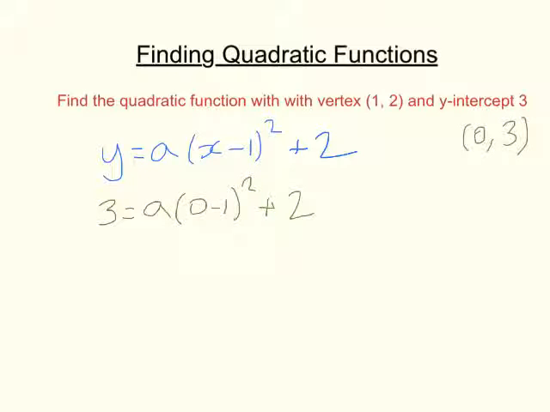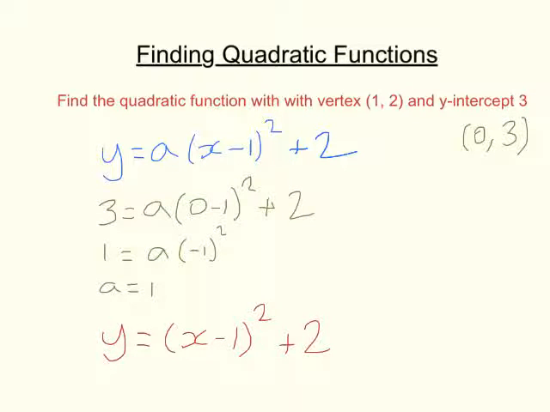Now we can solve this equation. We take away the 2, so we get 1 equals a times (minus 1) squared. But (minus 1) squared is just 1, so we have a equals 1, giving us a final answer when we put that value of a back into here. We get y equals 1, so we don't need to write it, (x minus 1) squared plus 2. So what we did was we used the vertex form with the vertex we knew, and then we substituted in the point we know to find the value of a, and then rewrote the final one with that value of a.